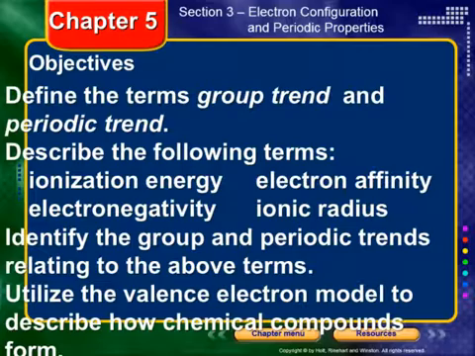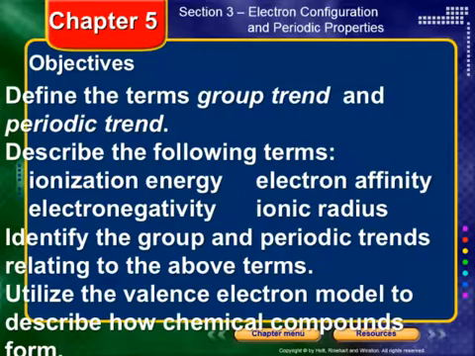The objectives for this part of the lecture: we're going to start with defining the terms group trend and periodic trend. That's something that we started to do last lecture. We're going to continue to do that in this lecture. Describe the following terms. We only had one term last time. We have the other 4 this time.